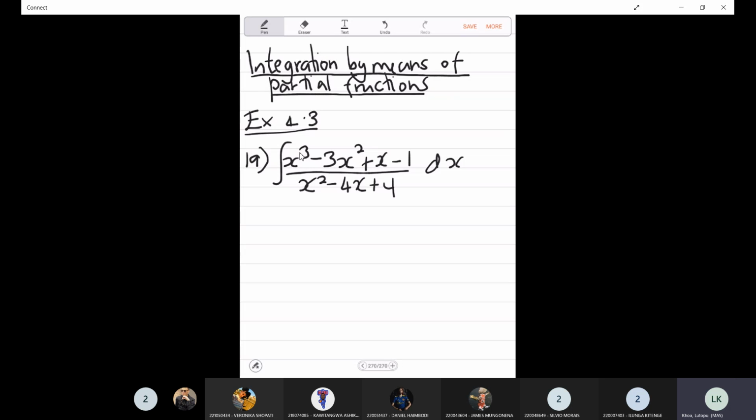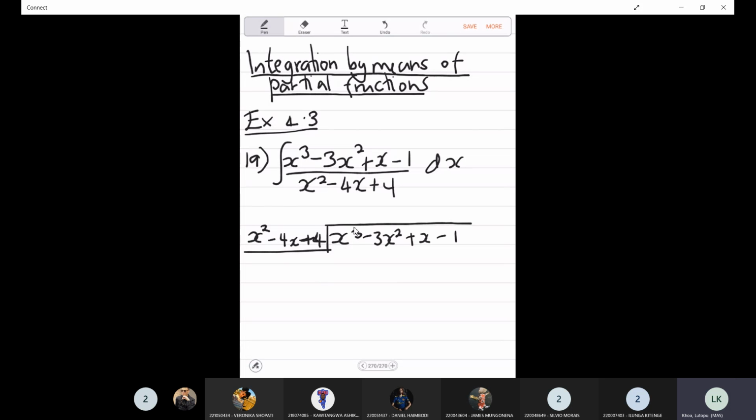But before you do that, you look at the numerator. The degree is 3, the denominator, the degree is 2. So before you start decomposing, you must use long division. So long division, we have x squared minus 4x plus 4 and then x cubed minus 3x squared plus x minus 1.